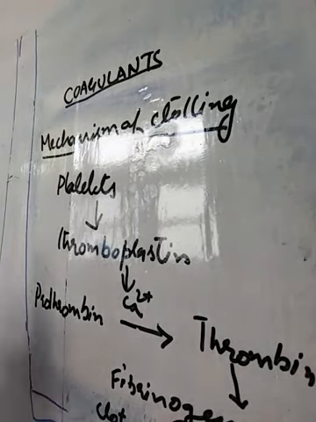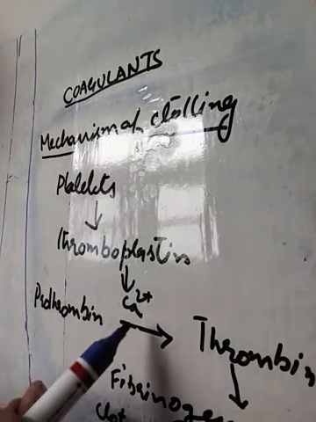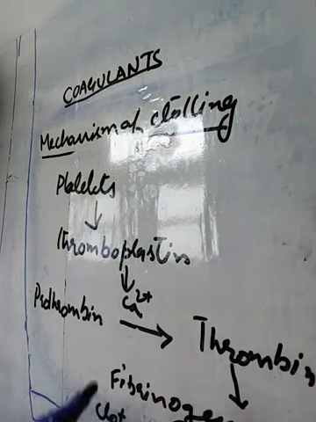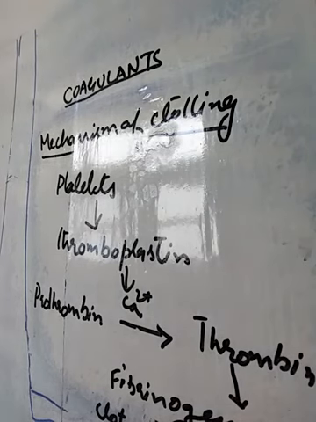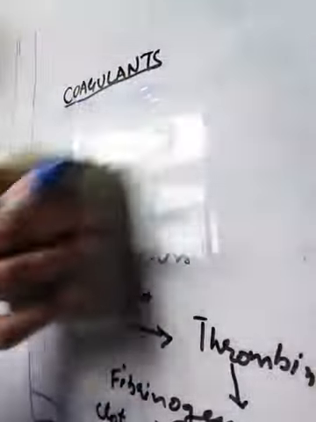So, damaged platelets cause the liberation of thromboplastin, which in presence of calcium converts prothrombin into thrombin. This thrombin activates fibrinogen into solid form of fibrin, and which is the clot. So, this was about the mechanism of clotting. Now, let us study about coagulants.